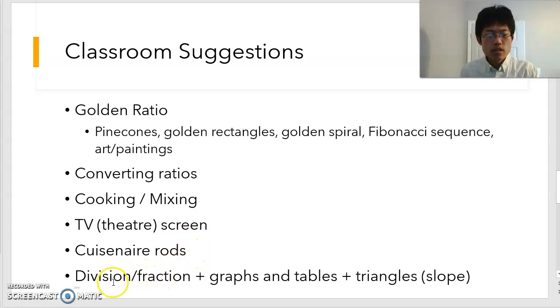And then the last one is some different math topics. Since ratio is a comparison, it's a relationship, you can use division or fractions, and also you can draw graphs and tables to represent the ratio, and you can look at the triangles or the slope if you want to. If you have a line, you can think about the slope by looking at a right triangle. So ratios can be used in similar triangles, right? You can use ratios in different subjects and different topics, from cooking to different math subjects, algebra, geometry, things like that.